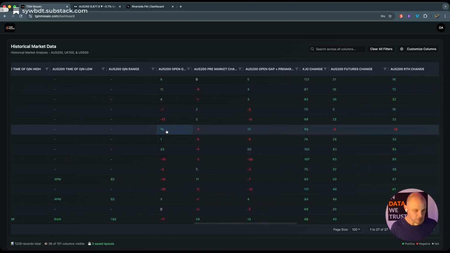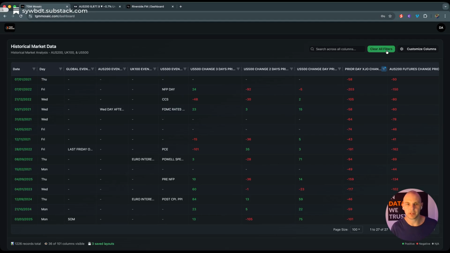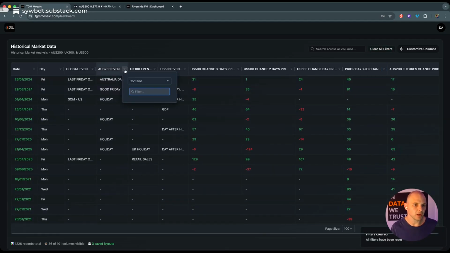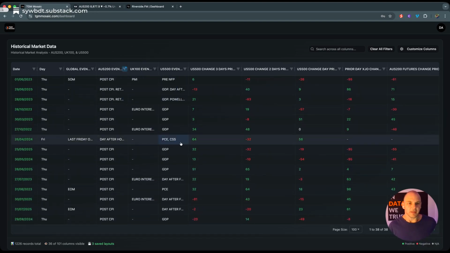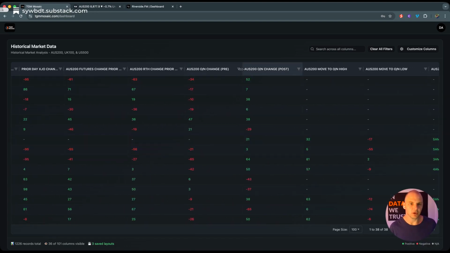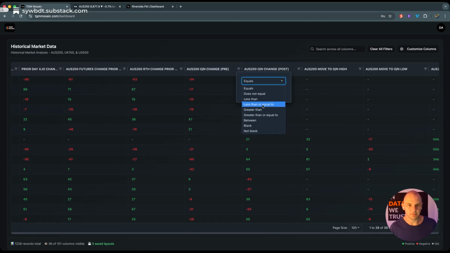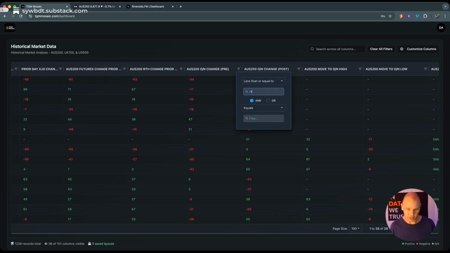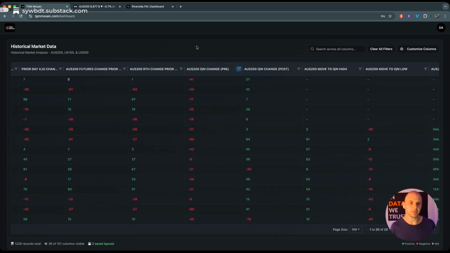What else? You can do it around events. So let's look at post CPI, so the day after CPI, and let's do a negative change. That's basically saying, because we're looking at the day after CPI and looking back, the overnight into the day after CPI is negative. So what that's saying is it's sold off after CPI overnight.